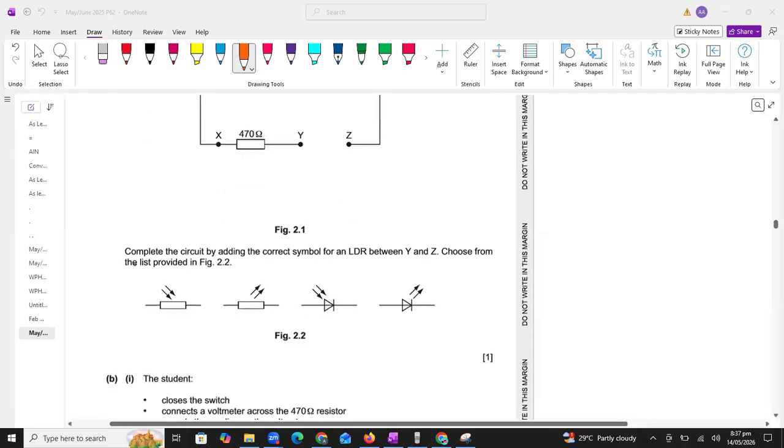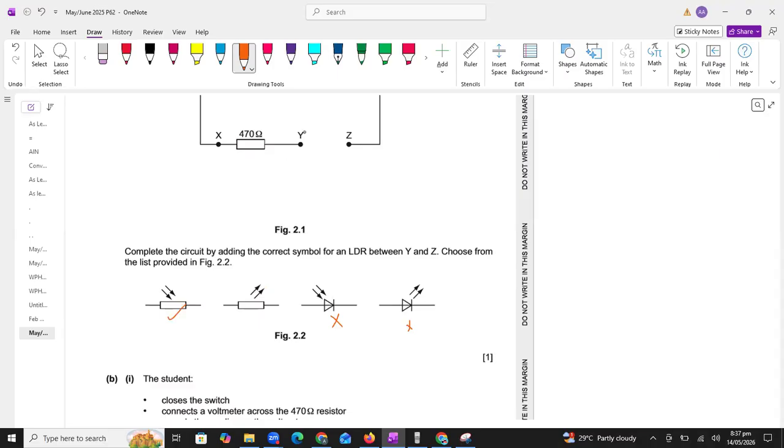Now they are saying complete the circuit by adding the correct symbol for an LDR between Y and Z. So we have to draw the LDR here. So LDR is light dependent resistor. First of all, it is a resistor, not LED, not diode. So it means these two cannot be a correct answer. It's a light dependent resistor. It means light is shining on it. All right, these arrows are showing that the light is emitting from this resistor. All right, so it means this symbol is not correct. This one is the correct answer.